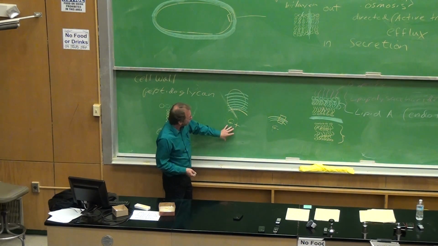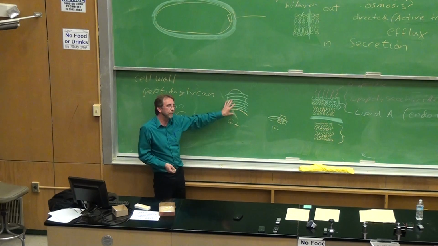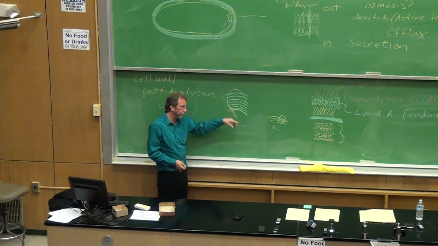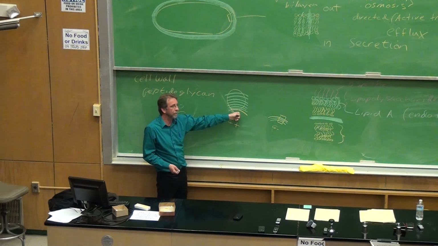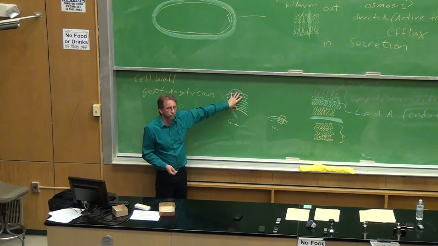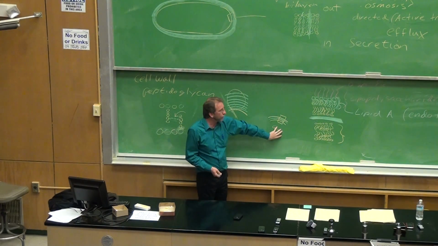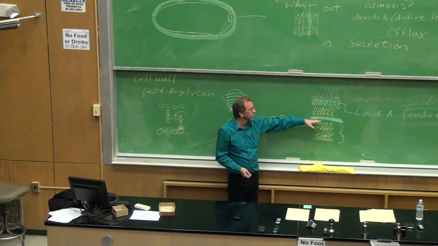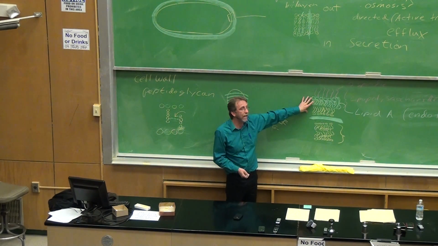Gram-positive cells are actually very simple when you compare them to gram-negative cells. They're just an inner membrane and then many layers of peptidoglycan. But then when you get to the gram-negative cell, you have your inner membrane, your phospholipid bilayer, one or maybe two layers of peptidoglycan, and then you have this outer membrane.